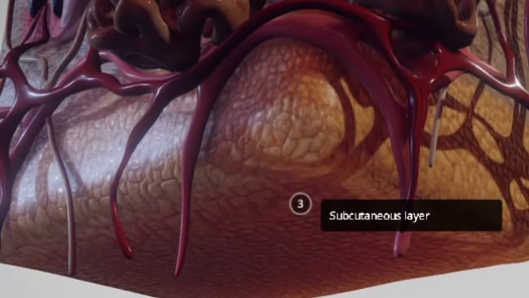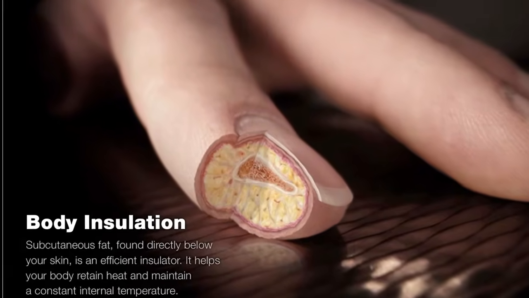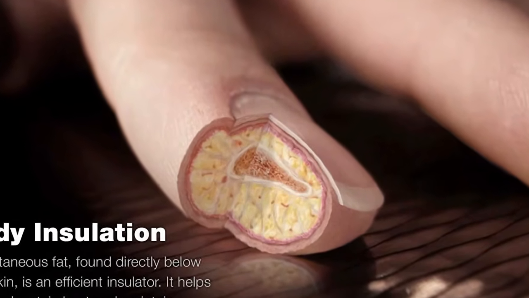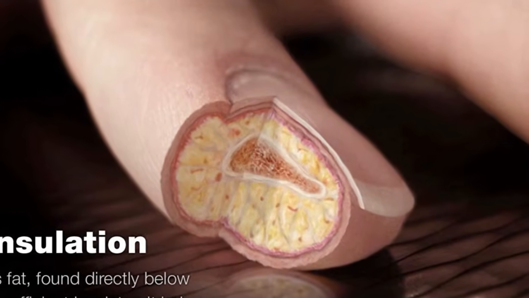The subcutaneous tissue is the innermost layer and is made up of fat and connective tissue. The subcutaneous tissue helps to insulate the body, store energy, and also contains blood vessels and nerves.